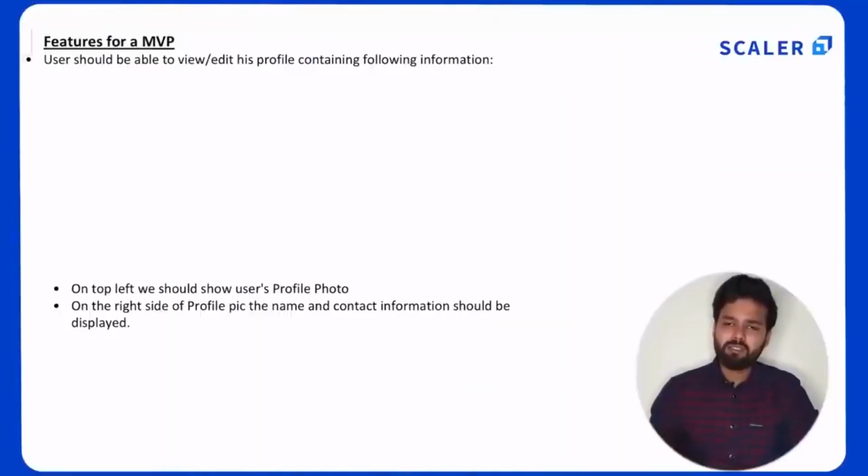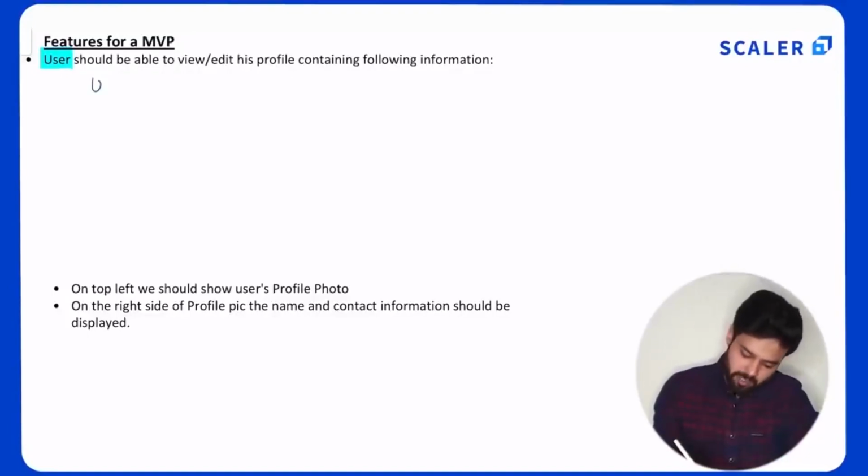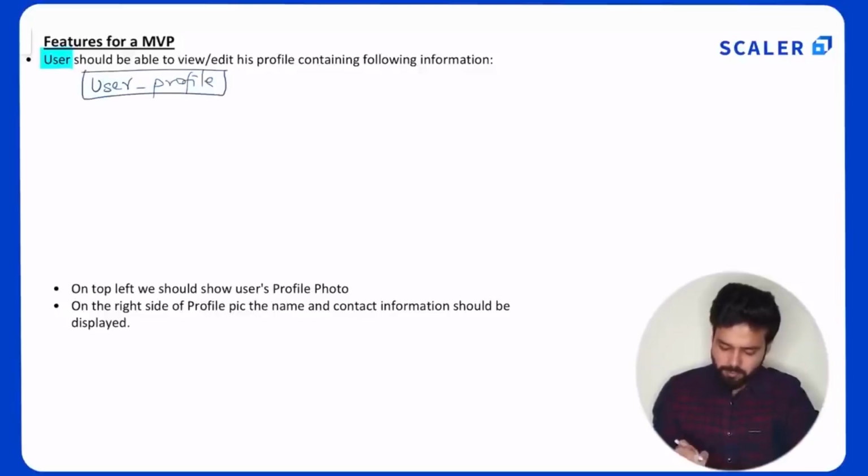Let's go ahead and see how to apply those tricks in action. The first feature is that user should be able to view and edit his profile, which contains the following information. This gives us a hint that there should be a user entity table. So let's add user entity. It can be a user profile as well. Let's keep it user profile for now.